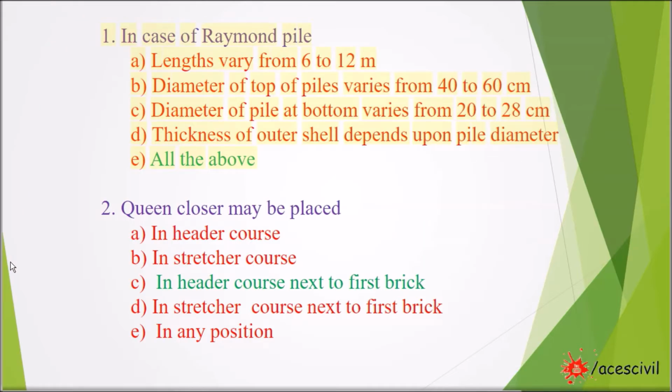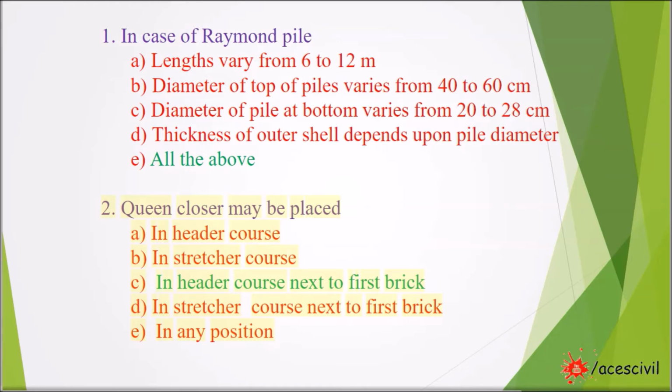1. In case of Raymond pile: a. Lengths vary from 6 to 12 m. b. Diameter of top of piles varies from 40 to 60 cm. c. Diameter of pile at bottom varies from 20 to 28 cm. d. Thickness of outer shell depends upon pile diameter. e. All the above.